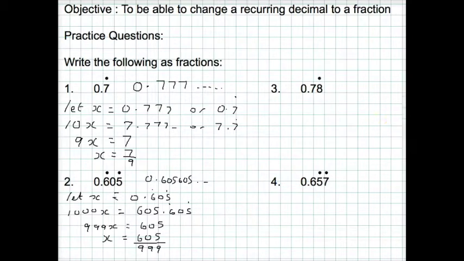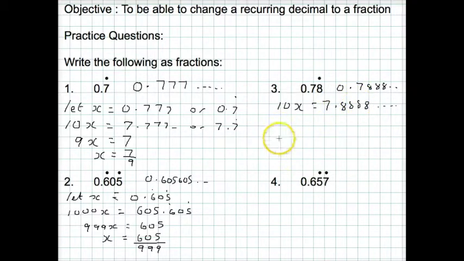Question 3 then. This one's a little bit more tricky because it's only the 0.8 there that's recurring. So this is the same as writing 0.7888 with that 8 continuing on. What I'm going to do this time is get it so I've just got the 0.8 recurring after the decimal point. So I'm going to multiply it first of all by 10. So 10x is going to be 7.888 recurring.